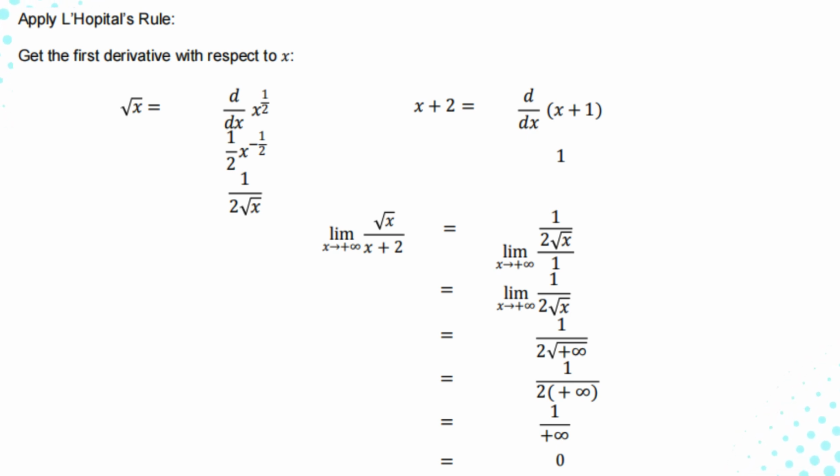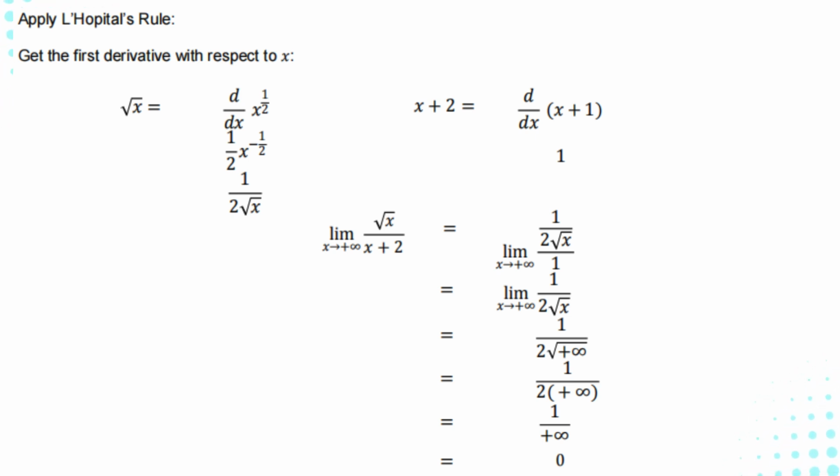So we need to get the first derivative with respect to x. The square root of x is d over dx of x raised to 1/2. Applying the power rule, 1/2 x raised to negative 1/2, so 1 over 2 square root of x. For the denominator x plus 2, the derivative is equal to 1. So the limit of the square root of x over x plus 2 as x approaches positive infinity is equal to the limit of 1 over 2 square root of x over 1 as x approaches positive infinity.